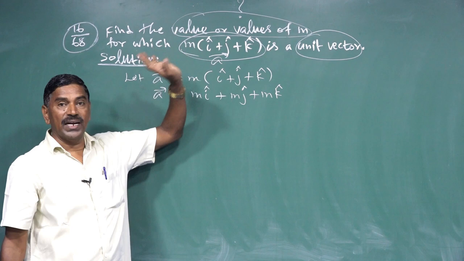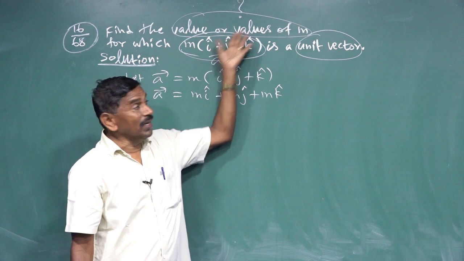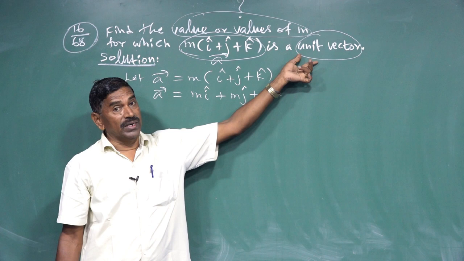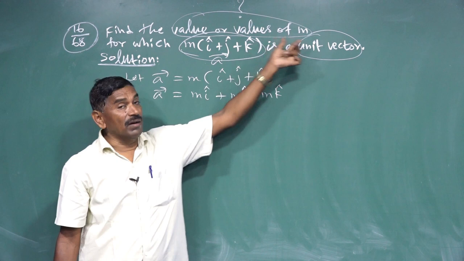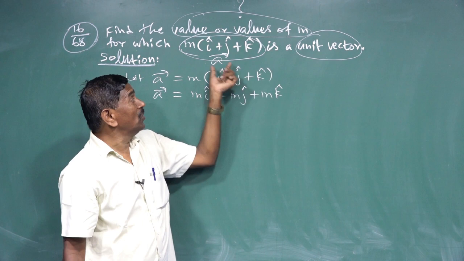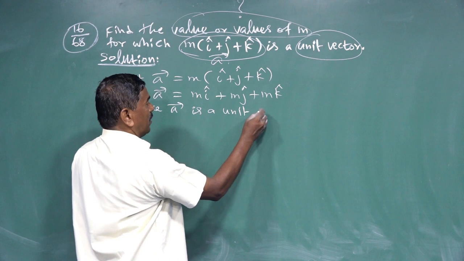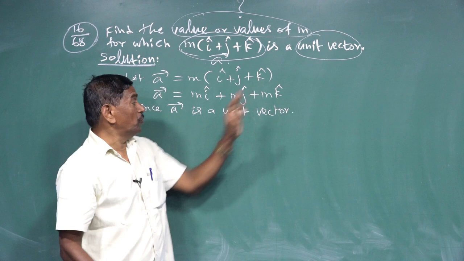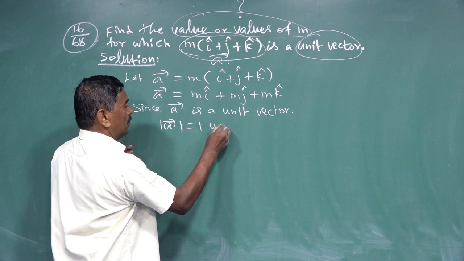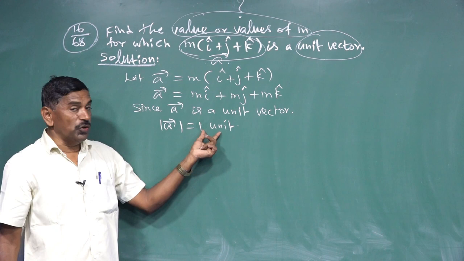What is the condition? The given vector is a unit vector. We named it A vector, that is, A vector is a unit vector. What is the definition of a unit vector? Modulus A vector is equal to 1 unit. Since A vector is a unit vector, therefore its magnitude, modulus A vector, is equal to 1 unit. A vector whose magnitude is 1 unit is said to be a unit vector.